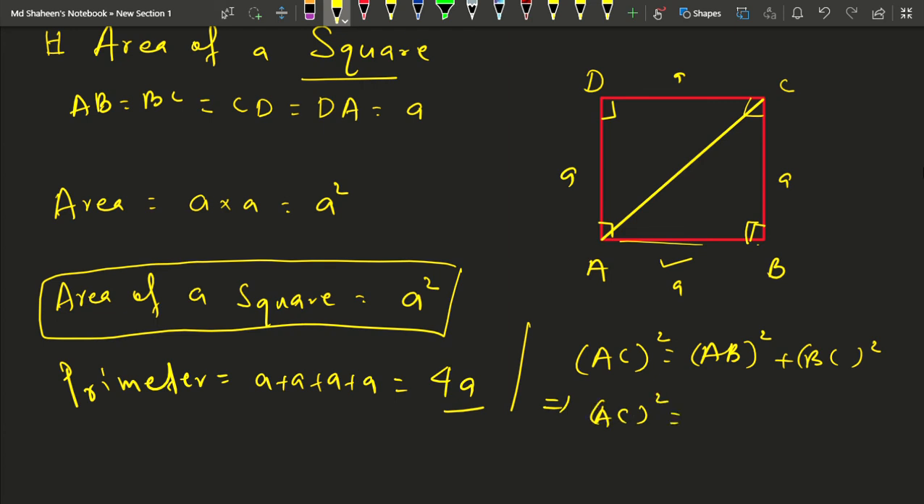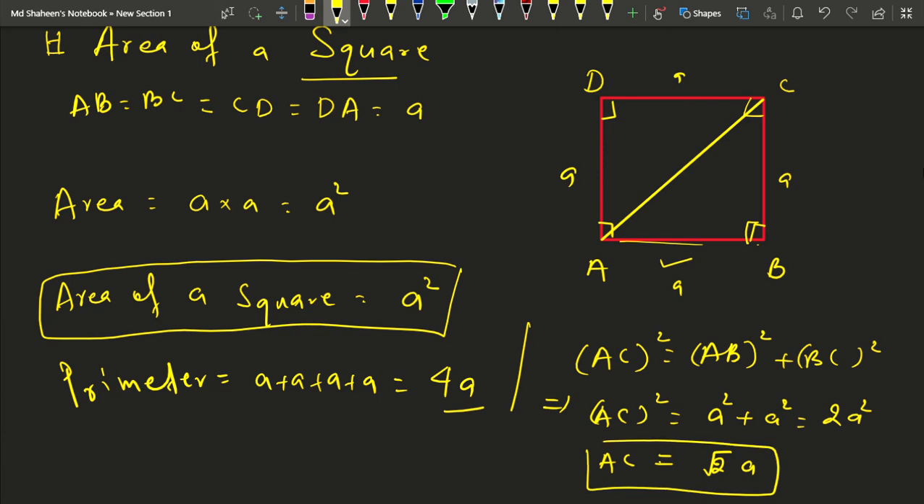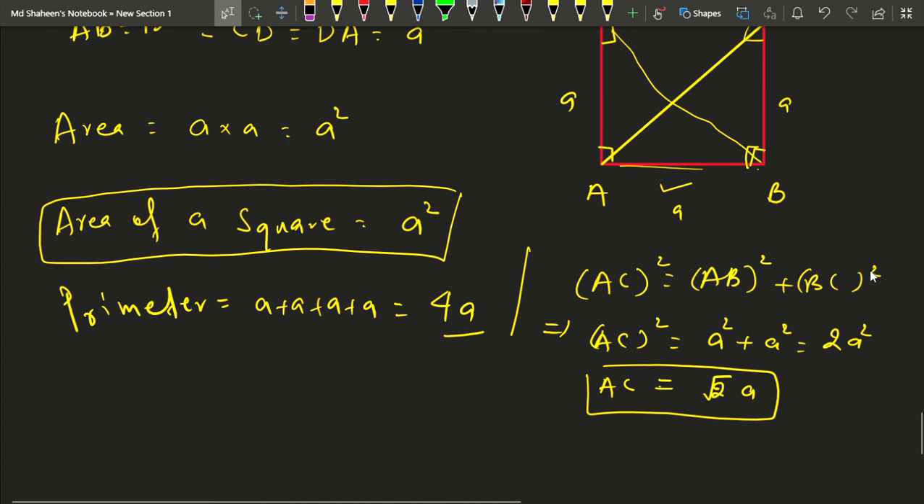So AC square will be equal to AB square. AB how much? a square, plus BC square. BC how much? a square. So it will be equal to 2a square. So look at that. If you take the square root on both sides, you will get AC equal to root 2 times a. This will be the length of the diagonal AC. Remember, AC will also be equal to BD. AC and BD will be equal. Root 2 times a. So this way you can find it.